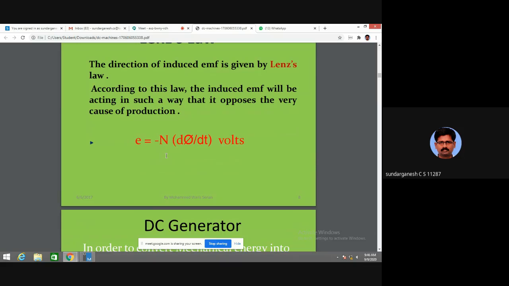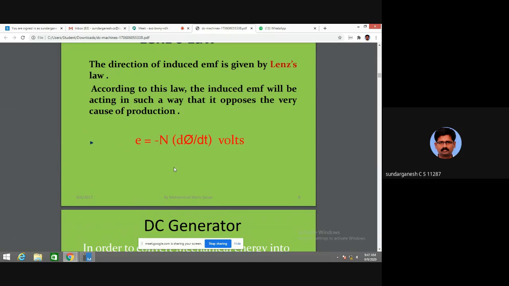Next, we have seen the three laws: the left-hand rule, the right-hand rule, and Lenz's law. Lenz's law indicates that the induced EMF in a coil will oppose the applied voltage. The equation for this is E equals minus N dφ/dt. Fleming's left-hand rule is used in motors, where the direction of the current in the rotor determines the rotation of the motor. In a generator, the direction of rotation of the mechanical power input determines the direction of the induced current, so the right-hand rule is used in generators.